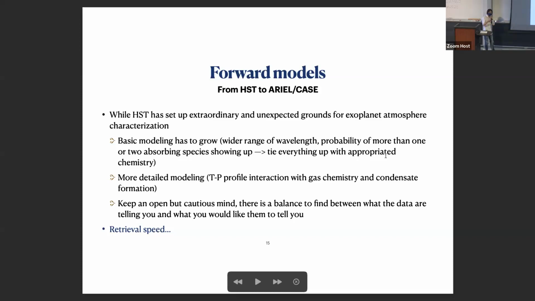The only way to tie them is through robust chemistry behind. So tie the temperature profile to gas and condensate formation chemistry. Or in other words, a term that is really fancy and used at the moment is self-consistent chemistry, or self-consistent modeling. I think that's where we want to go when we probe more than one or two main absorbers.